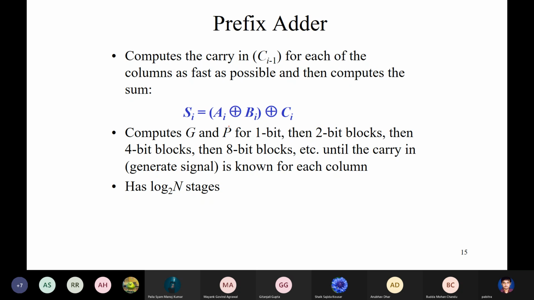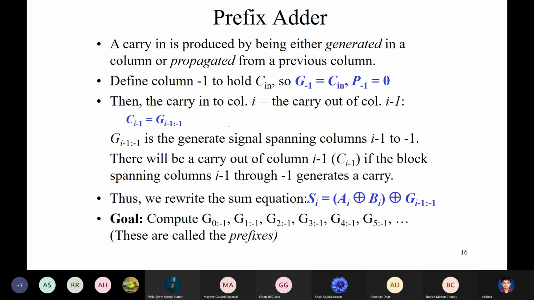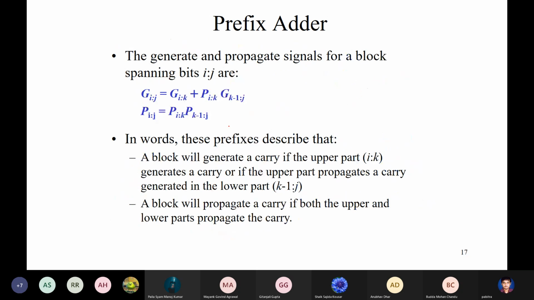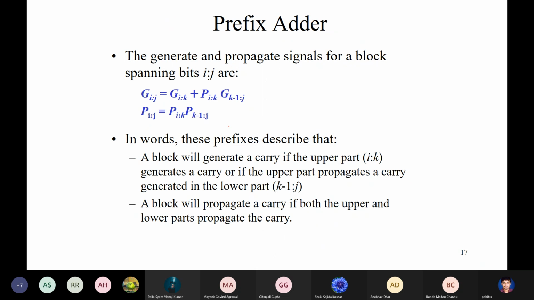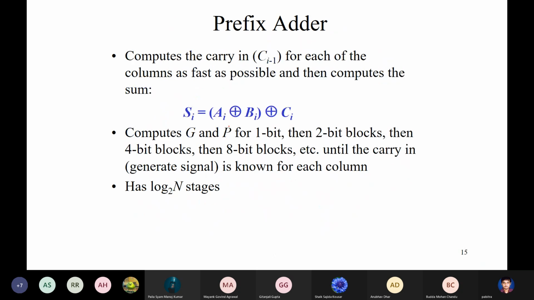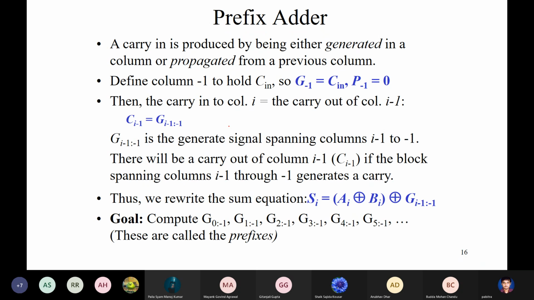So the idea is like this. Let me see if I have a diagram. Yeah, I think this is a better diagram. So what you do is, it's kind of a logarithmic number of stages you are having. Let me see how I can explain this. Okay, maybe this will help you.